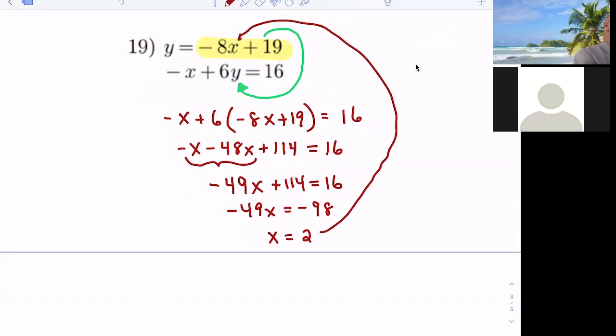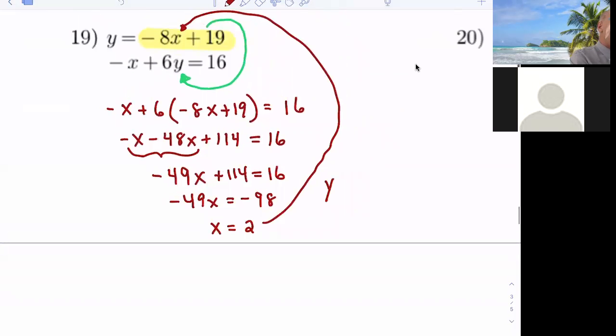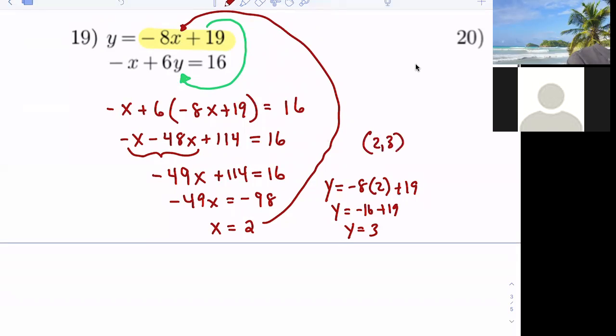Then plug in 2. So y equals negative 8 times 2 plus 19. y equals 3. Anybody have any issues? So my answer, 2 comma 3.